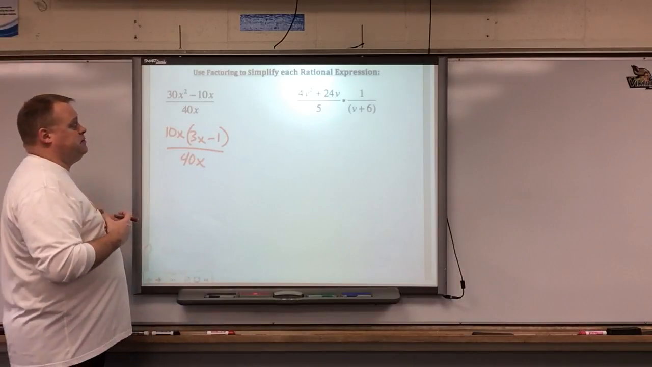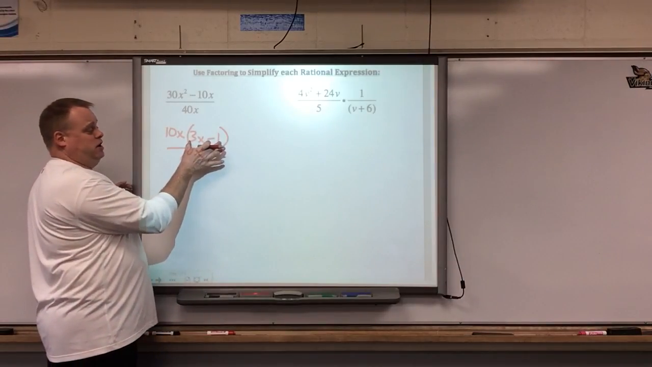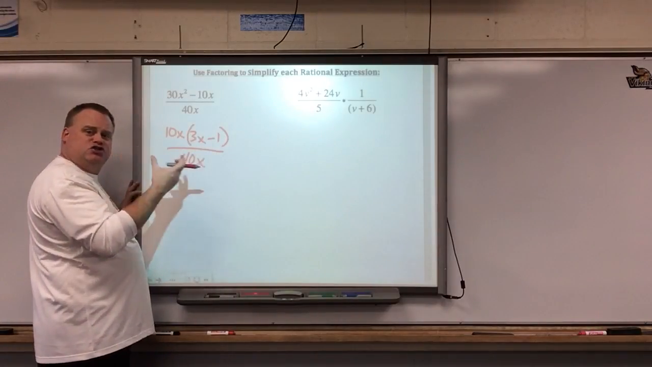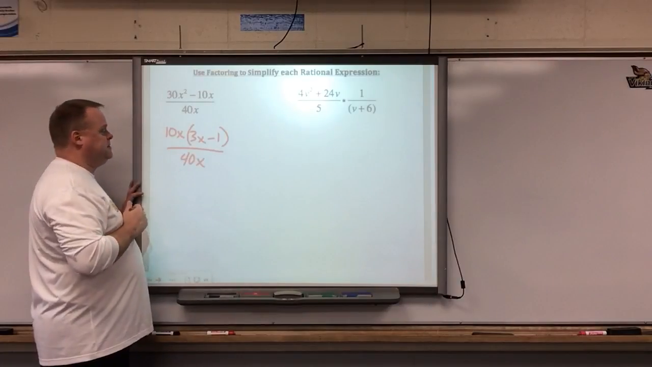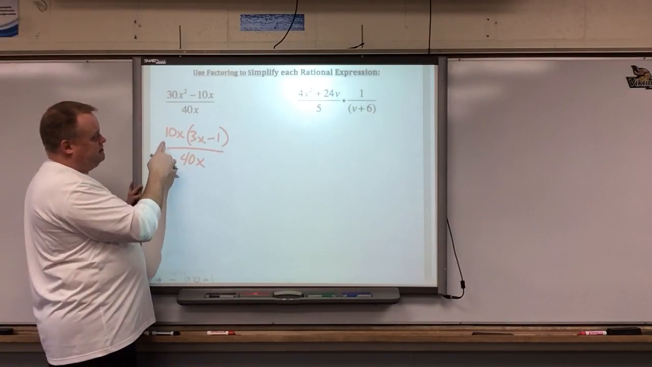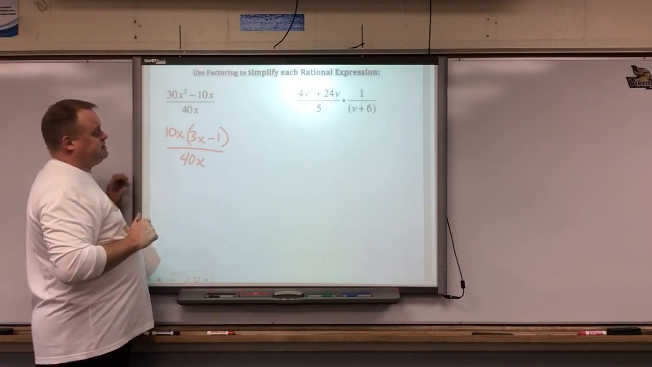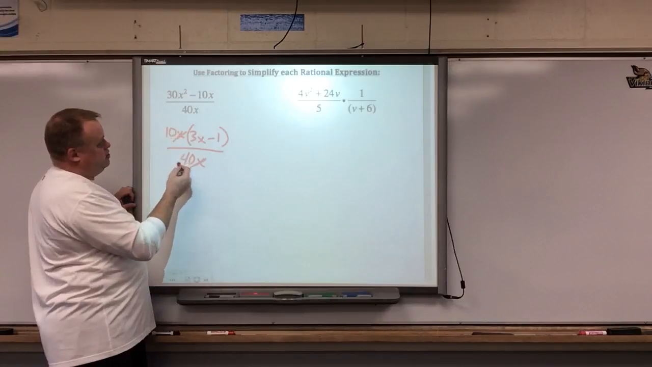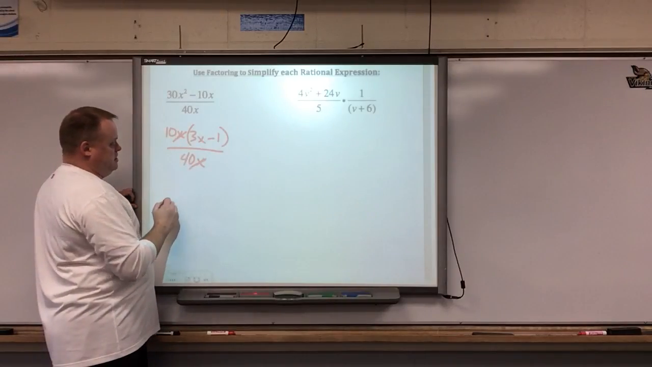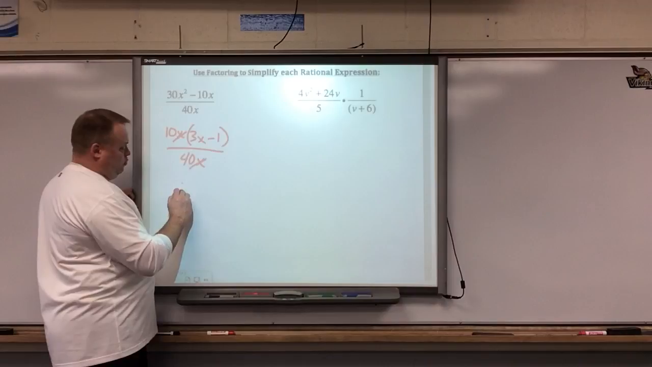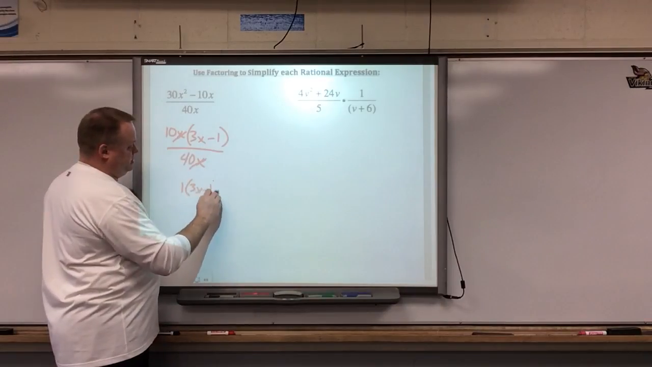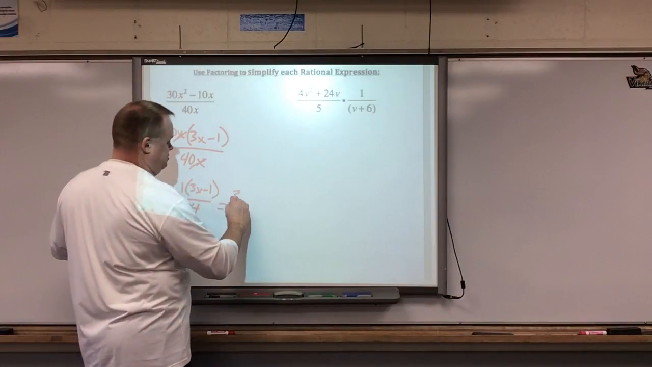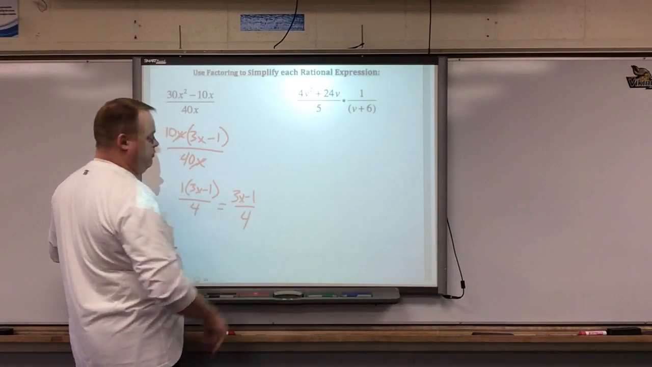Now notice I can still simplify. I really can't touch the 3x minus 1. That's a unit by itself. There's binomials all together, so I can't really factor anything out of that. But there's a 10x on the outside multiplying by that, and I've got 40x on the bottom. So I can go ahead and have my x's eliminate, and 10 goes into 40 4 times. So on top, I'm really going to have 1 times 3x minus 1 all over 4. And realistically, I would just write that as 3x minus 1 over 4.